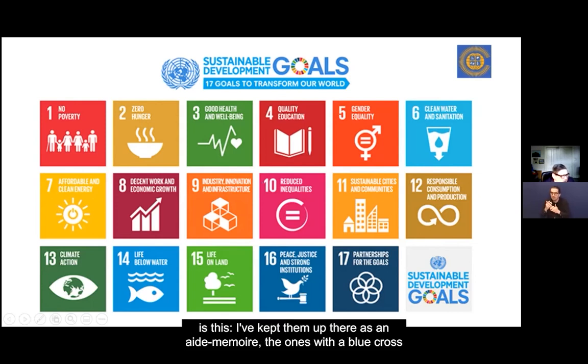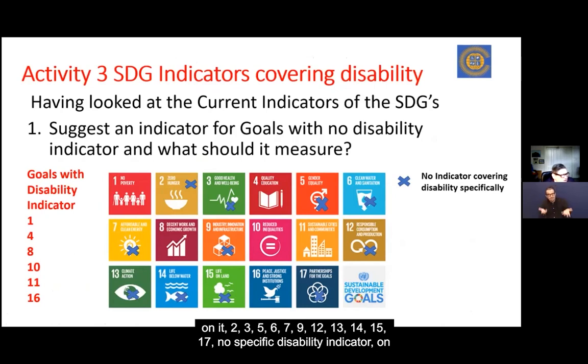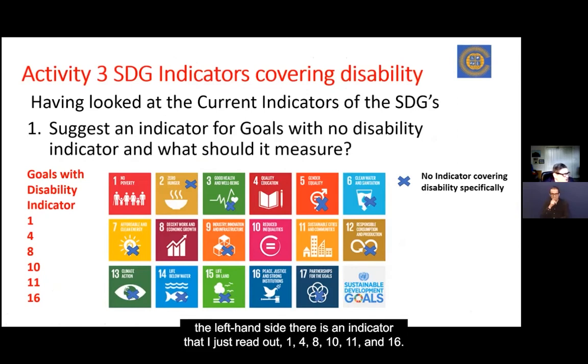Now, the activity is this. I've kept them up there as an aid memoir. The ones with a blue cross on it, 2, 3, 5, 6, 7, 9, 12, 13, 14, 15, and 17, no specific disability indicator. And on the left-hand side, we have the numbers that there is an indicator, which I just read out, 1, 4, 8, 10, 11, and 16. What I want you to think about and suggest an indicator for goal with no disability indicator, and what should it measure? Okay, so you can do a little bit of thinking here.